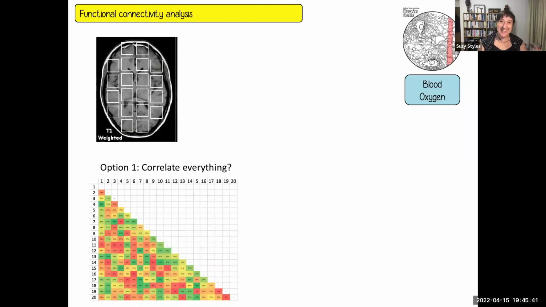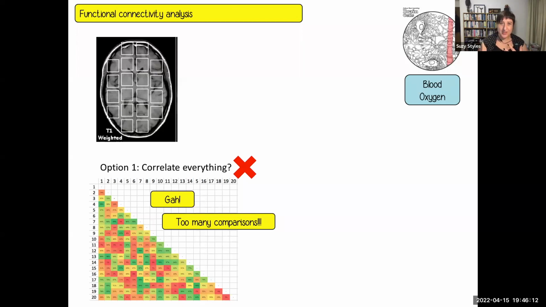Now, in my example, the boxes are gigantic. When this is done for real, the boxes can be as small as 1 millimeter by 1 millimeter by 1 millimeter, so a cubic pixel worth of brain, a voxel. And when you think about the number of voxels you have in the brain, there are just far too many correlations for this to be a worthwhile approach to brain connectivity. So this approach seems like it's not going to get us far, because some of those correlations are going to be significant just by random chance.